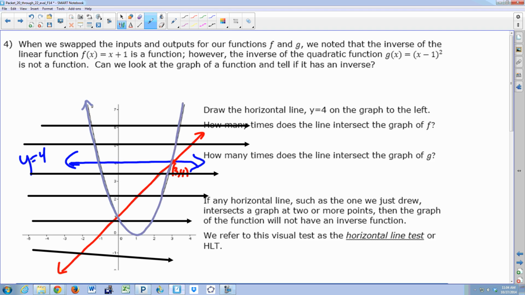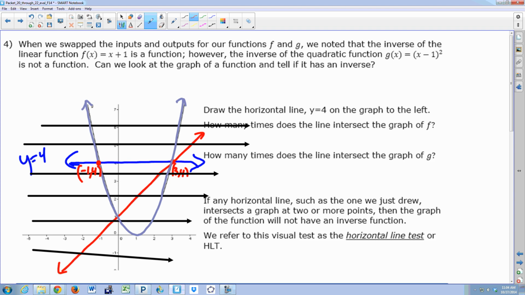And now where is my blue line y equals 4? How many places is it crossing my parabola? Twice. And it was the points that Andy pointed out, the (-1, 4) and the (3, 4). So that's why I picked y equals 4, because we had identified that earlier as a problematic spot.